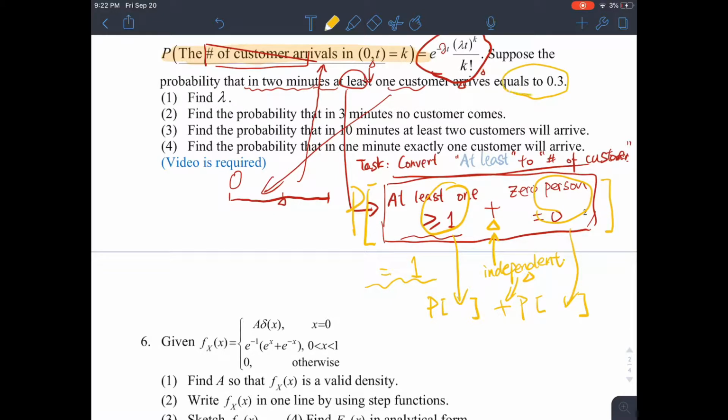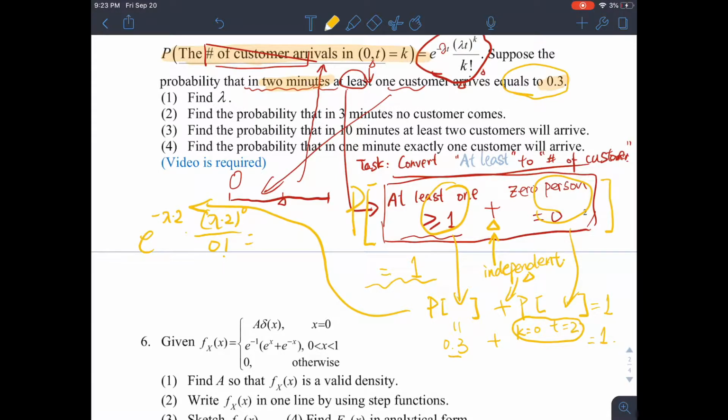Then, as we know, at least equals to 0.3, this equals to 1. And with the Poisson, we can use the Poisson right here, k is 0, t is 2 minutes. Okay, I will highlight this one. Then we just plug in these two variables to get the results. So this question becomes very easy now. We can easily use e to the minus lambda t, where t equals 2, k equals 0, and the probability equals 0.7. Then it's very simple to get the lambda.